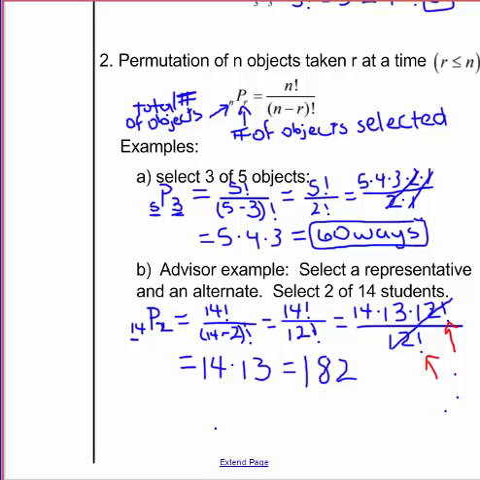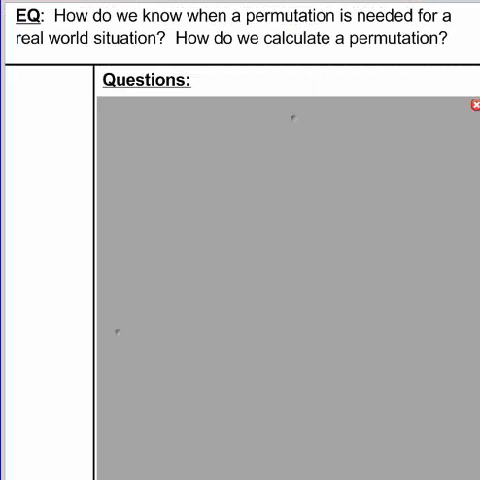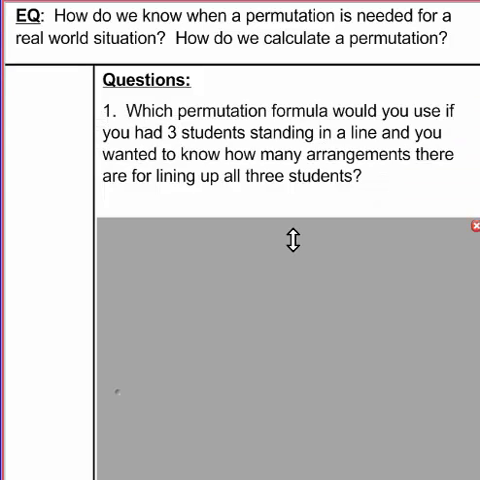So next I want to take a look at a couple of questions. The first: Which permutation formula would you use if you had 3 students standing in a line and you wanted to know how many arrangements there are for lining up all 3 students? So remember, there were 2 permutation formulas. There was the n factorial formula, and then there was the n factorial divided by n minus r factorial. So the question here is asking, which of those 2 formulas would you use if you had 3 students standing in line and you wanted to know how many arrangements there are for lining up all 3 students?